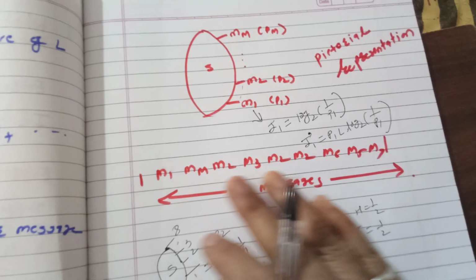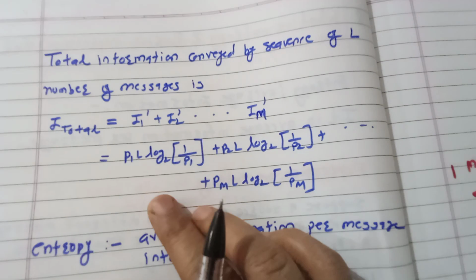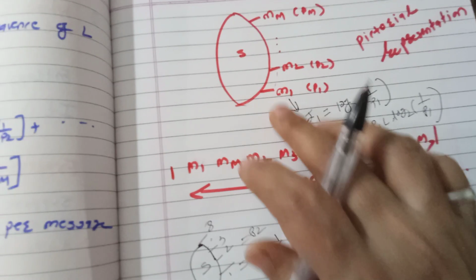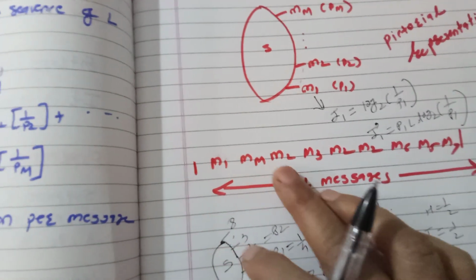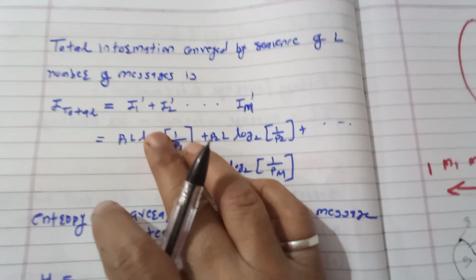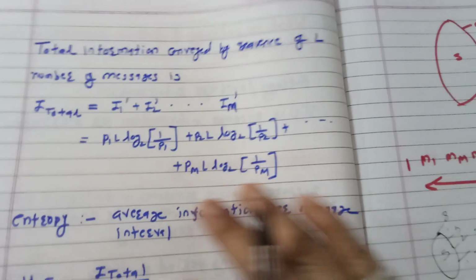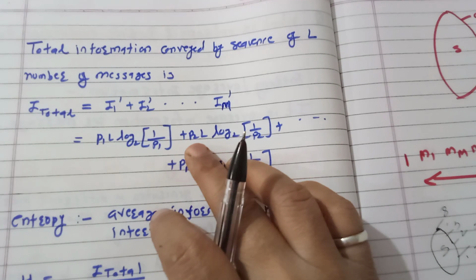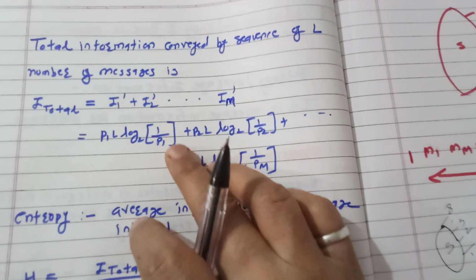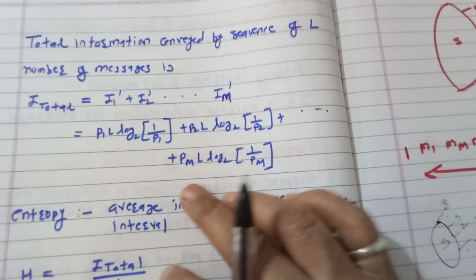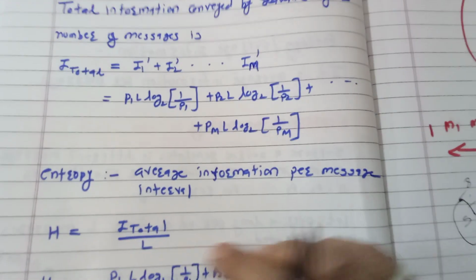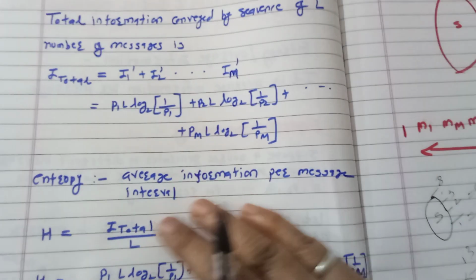Now, the total information I total is the addition of these informations, that is, the information carried by M1, M2, M3 and all those, the total information conveyed by L number of messages. So P1 L log 2 of 1 by P1, P2 L log 2 of 1 by P2, up to PM L log 2 of 1 by PM. Now entropy is this average information.